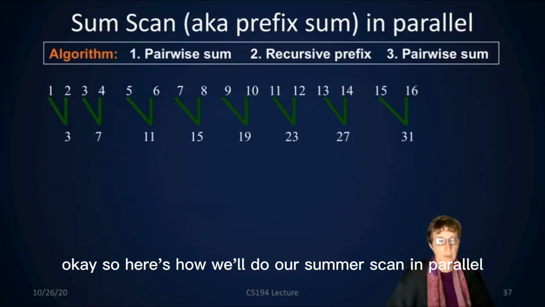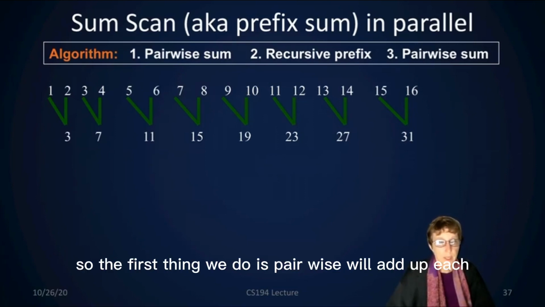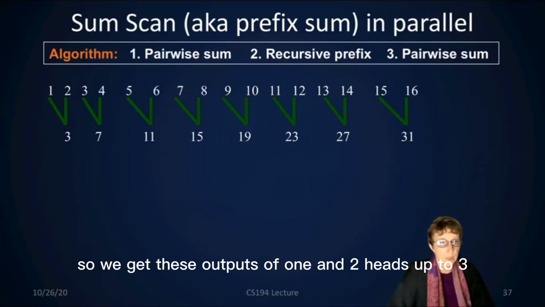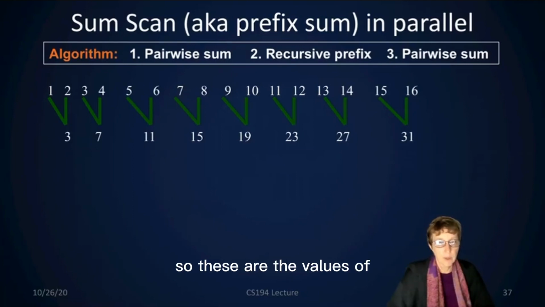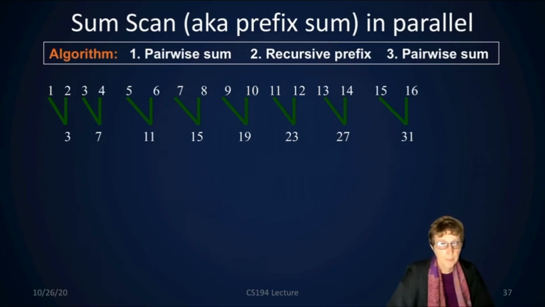Okay, so here's how we'll do our sum scan in parallel, and we will be able to do this in logarithmic time. The first thing we do is pairwise add up each neighboring pair of elements, so just every other pair. We get these outputs: 1 and 2 adds up to 3, 3 and 4 adds up to 7. These are the values now in this temporary array.